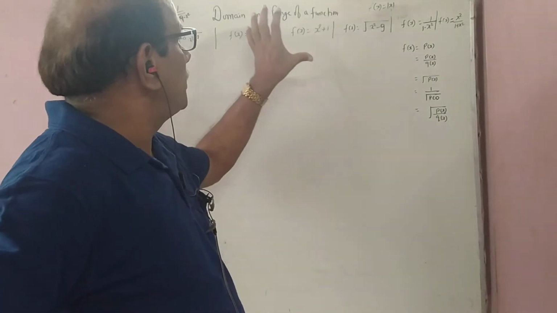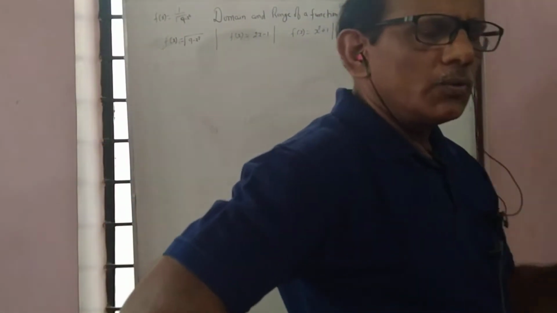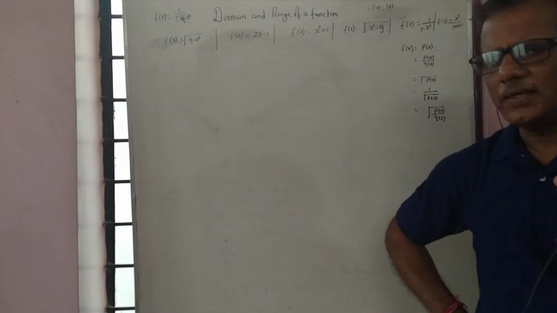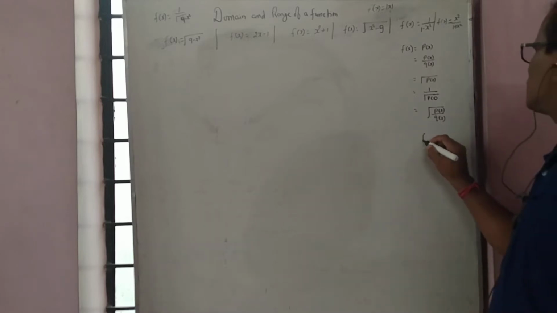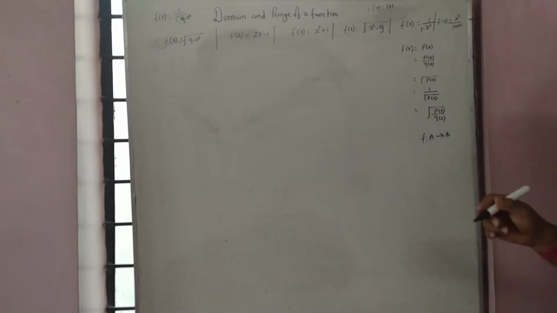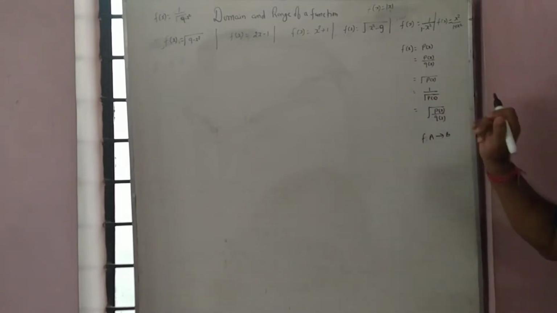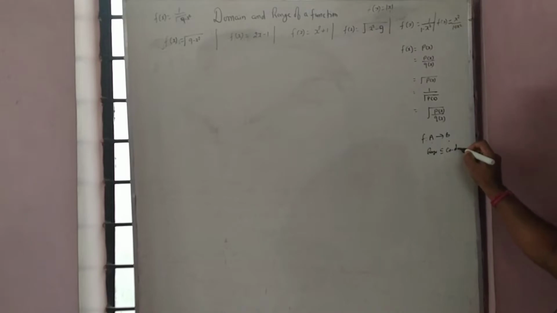In this lecture, I will explain how to find the domain and range of a function. What is the domain? What is the range? When I explained functions, I told you that if f is a function from A to B, meaning it satisfies all the conditions of a function, then the first set is said to be the domain, and the second set is the codomain. And range is a subset of the codomain. This you have already done.